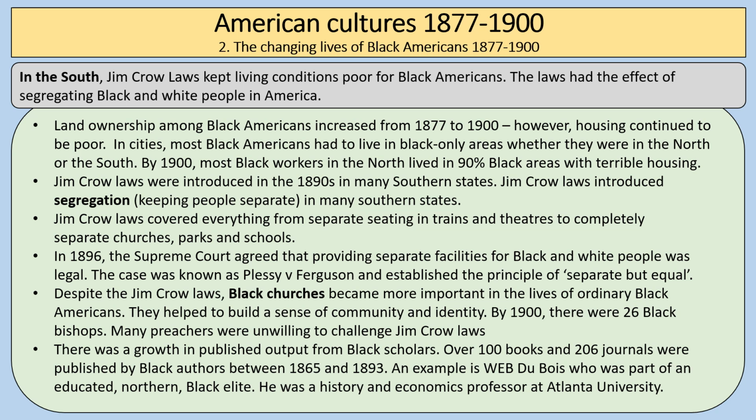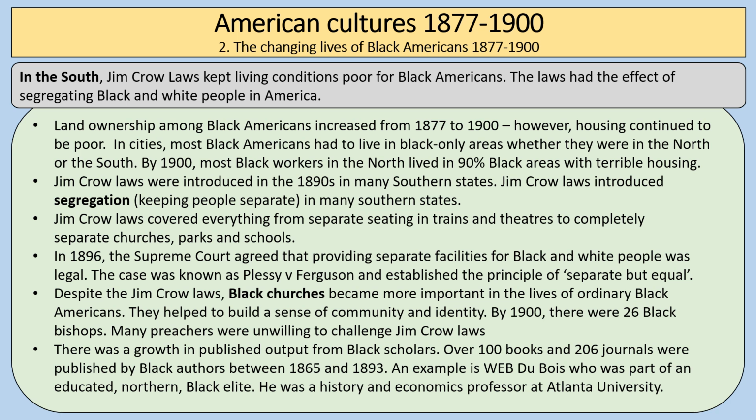So in the South of America, Jim Crow laws, which were laws that kept black people and white people segregated, kept living conditions poor for black Americans. The laws had the effect of segregating black and white people in America. Land ownership among black Americans increased from 1877 to 1900. However, housing continued to be really poor.